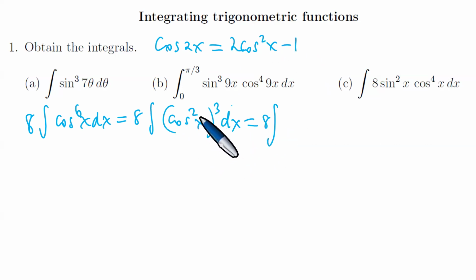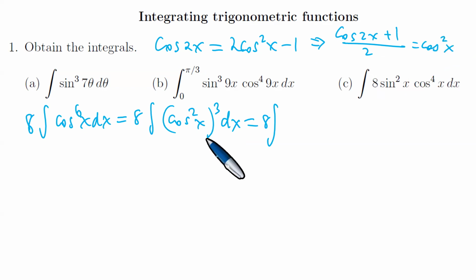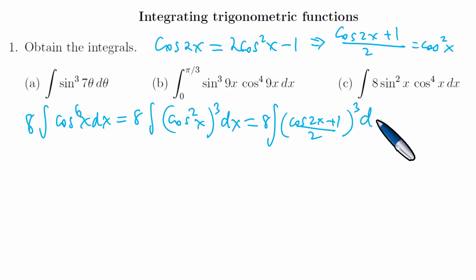So whenever we have cosine squared, you can write it as cosine 2x plus 1, and you divide by 2. And this becomes cosine squared. So I'm going to use it: cosine 2x plus 1 out of 2, and then you cube it, dx.